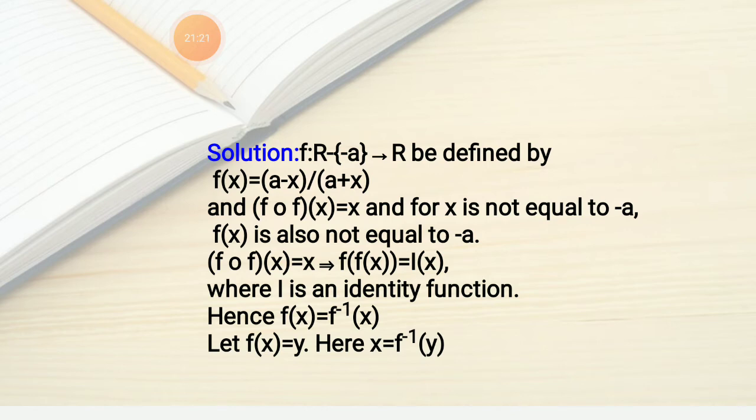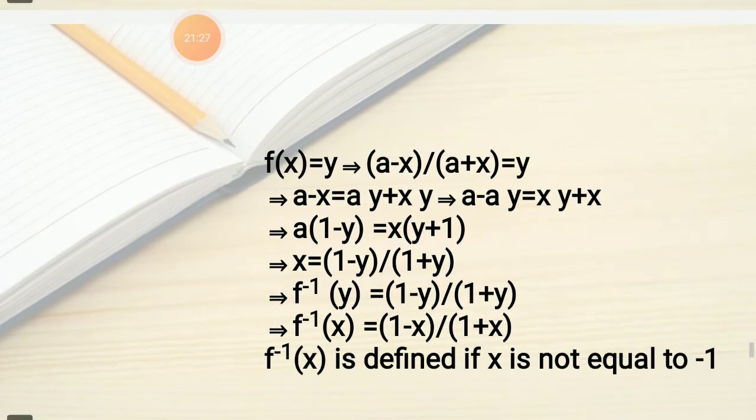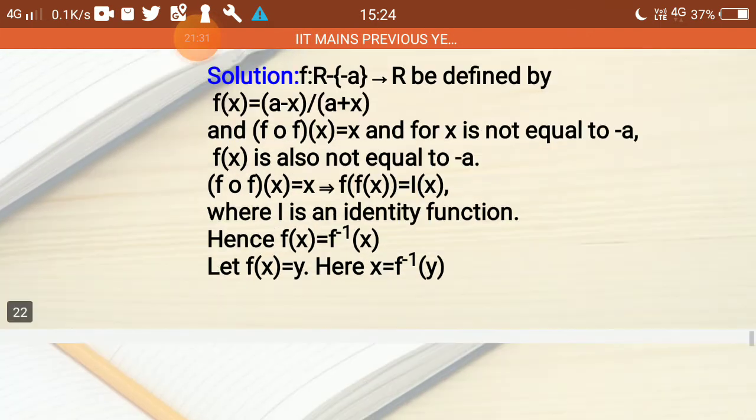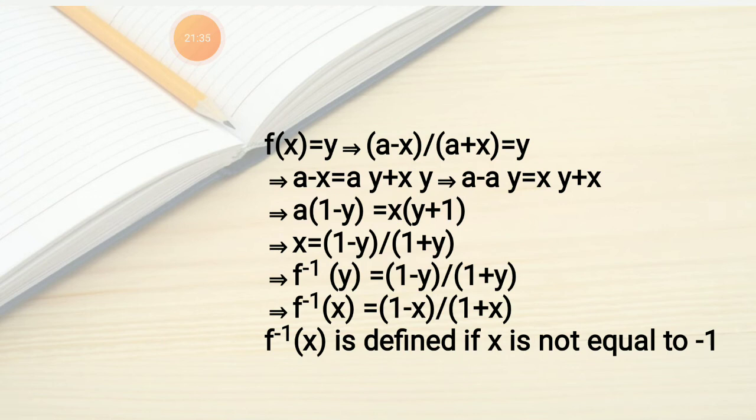So for finding f inverse of x, let f(x) equal to y, so x is equal to f inverse of y. f(x) equal to y means (a − x) by (a + x) is y, a − x equal to ay + xy, because y(a + x). So a − ay is equal to xy + x. a(1 − y) is equal to x(y + 1). So x is a(1 − y) by (1 + y).